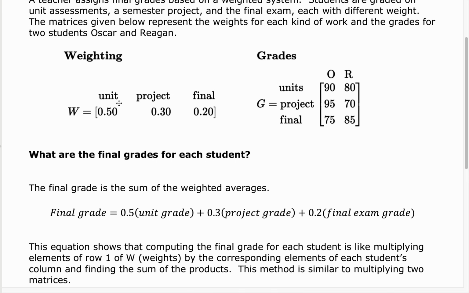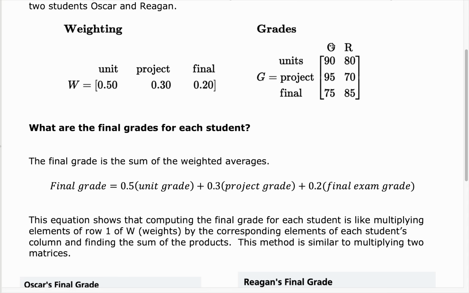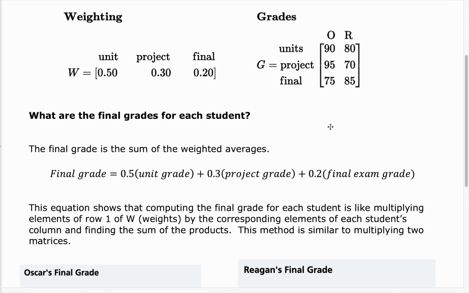So here we go, the weighting. 0.5 for unit, 0.3 for project, and 0.2 for the final. And over here we have the grades for Oscar and Reagan. What are the final grades for each student? The final grade is the sum of the weighted averages. So final grade is going to be 0.5 times the unit grade plus 0.3 times the project grade plus 0.2 times the final exam grade.